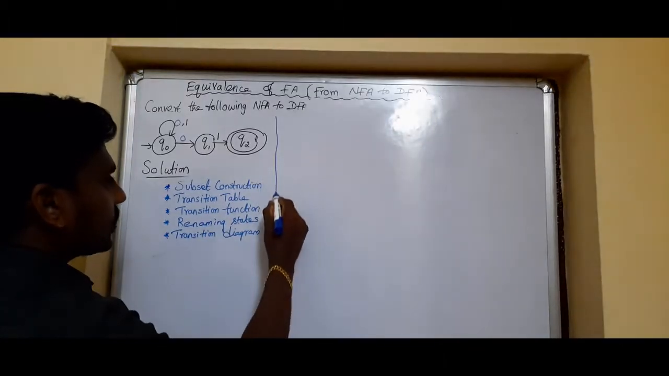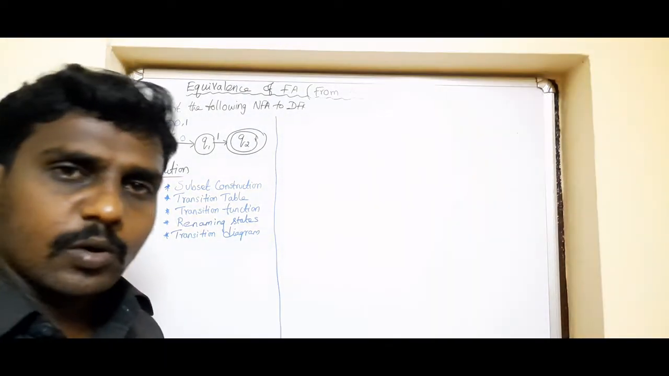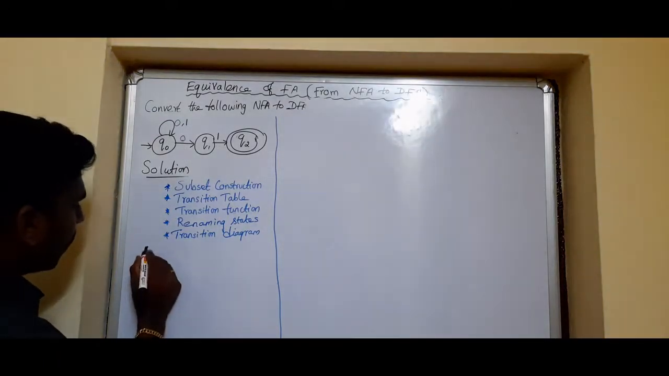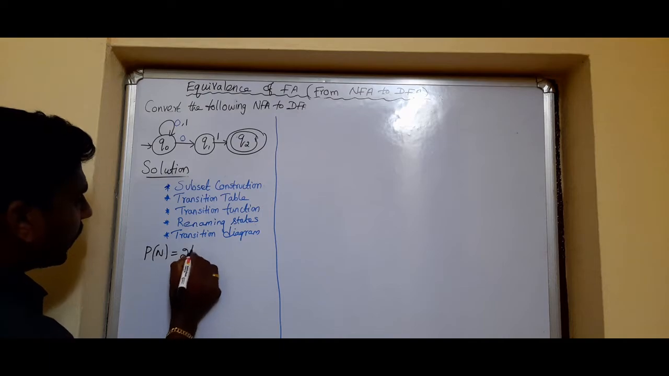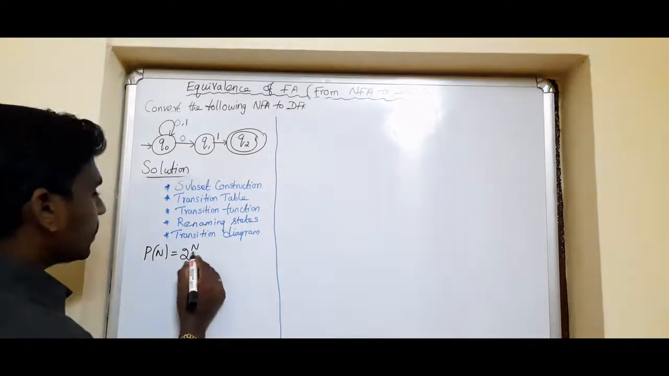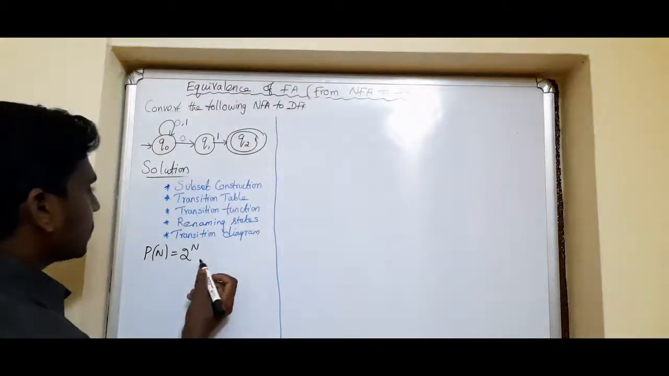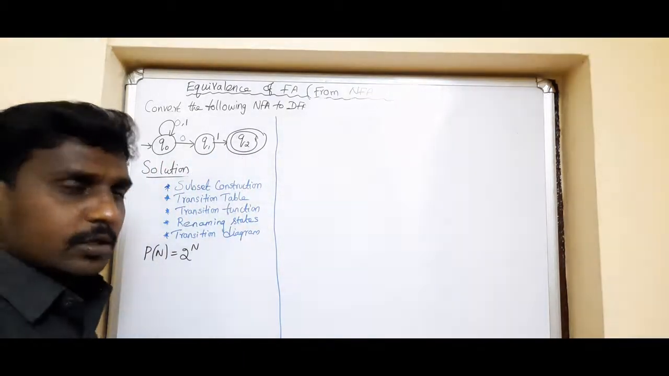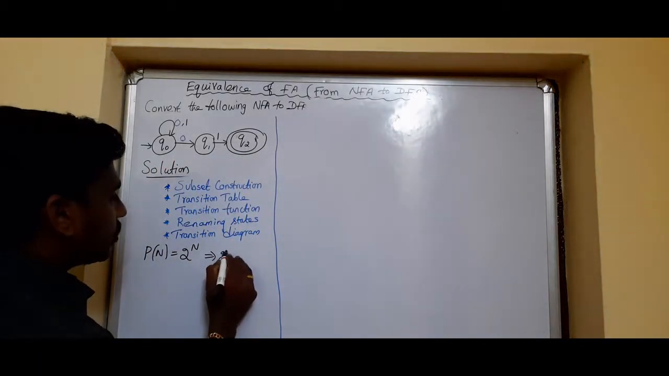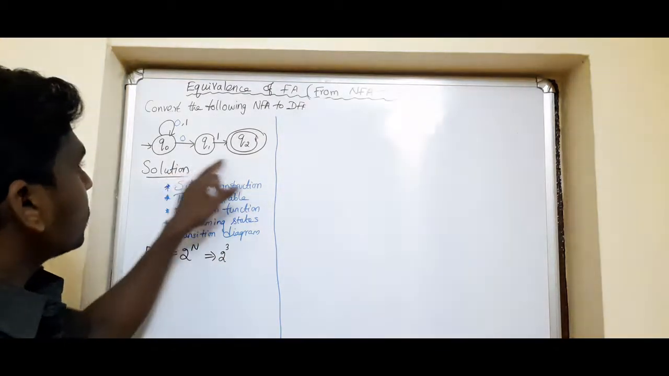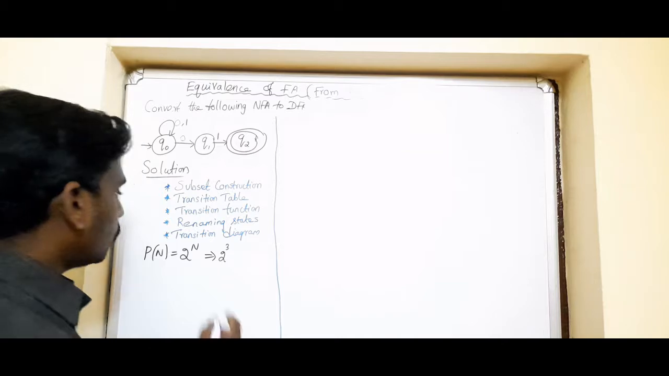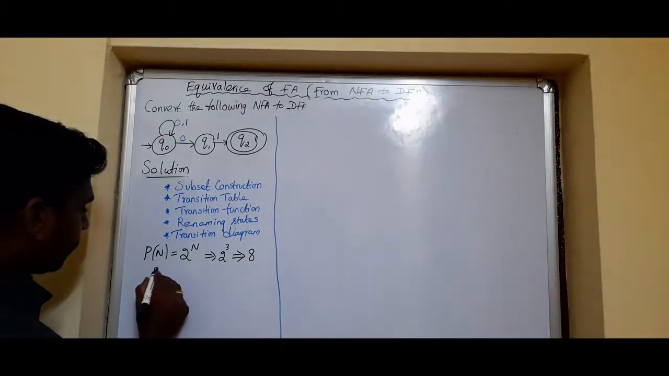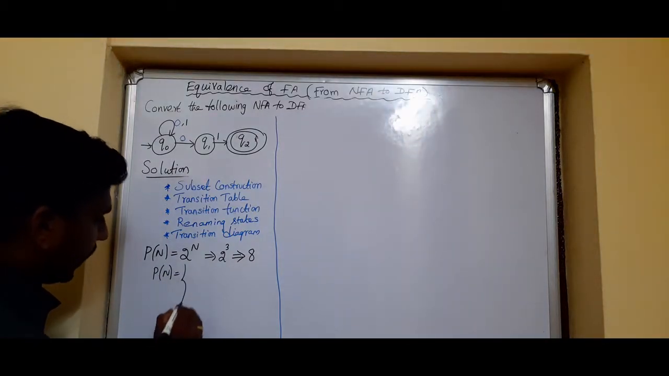Right, so first we will solve subset construction. To do the subset construction, we have a formula: P of n equals 2 power n, where n is the number of states. In the given problem we have 3 states, Q0, Q1, Q2, so n is 3. So 2 power 3, which is equal to 8. If there are 4 states, it comes to 2 power 4. So we have to form 8 subsets.